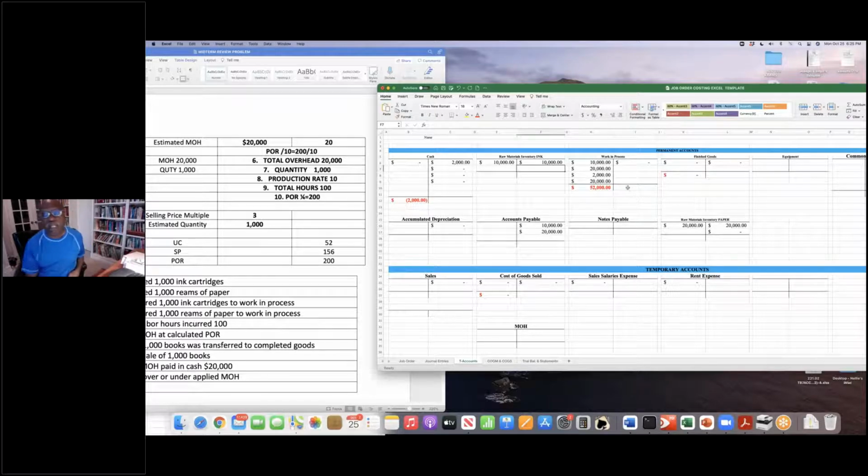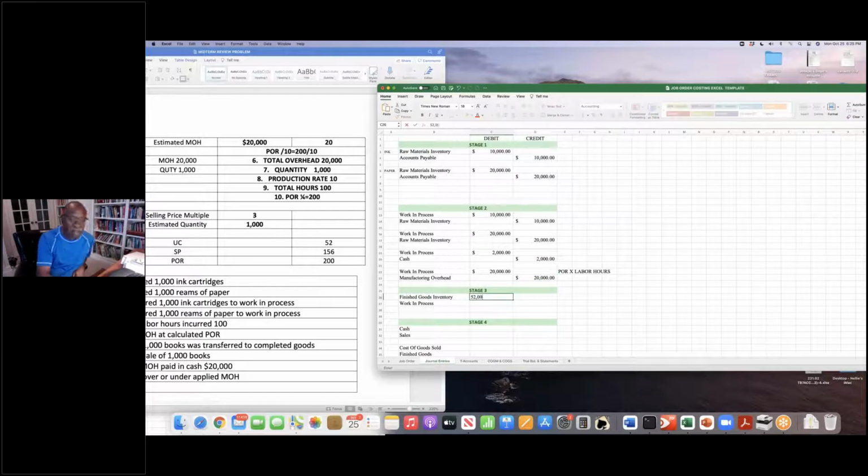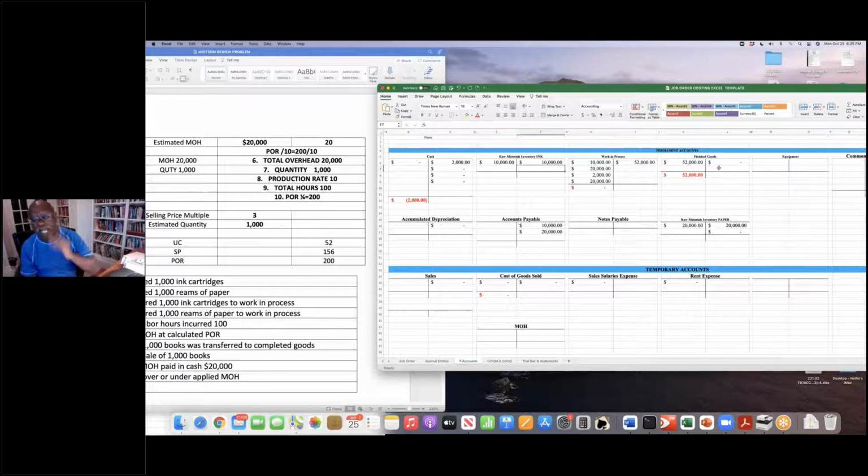Basically, we're going to transfer all the costs down. So we've got 52,000 in there. We completed all the books, so we're going to debit finished goods inventory for 52,000 and credit work in process for 52,000. In the ideal situation, if we completed everything, then all of those costs come out. So we're crediting work in process 52,000 down to a zero balance, and we now have 52,000 in finished goods.